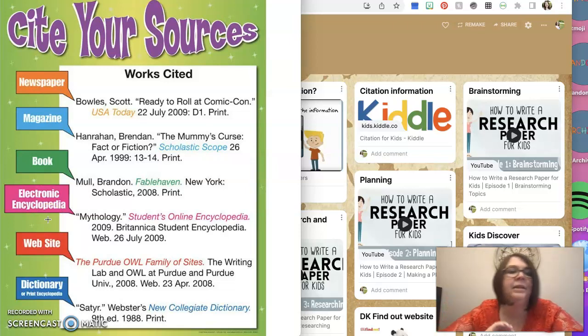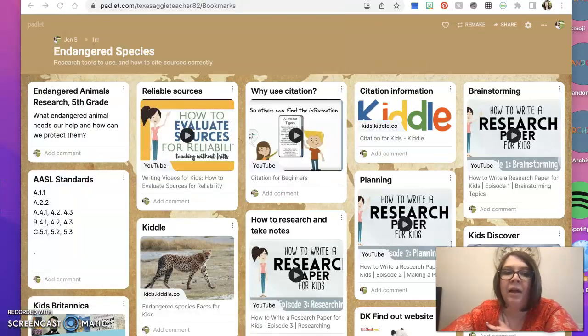So like they have the newspaper, magazine, book, electronic encyclopedia, website, and dictionary, which some of the links that I have on here are to electronic encyclopedias and websites mainly. So those are the ones that they would be mainly looking at. And we'll just talk about how you need to give credit where credit is due, because if not, then you are stealing someone else's work, and that is not what we want to do. And so we're just going to talk about the importance of how we need to vet our sources and how that can help us with any research that we come across in our life.